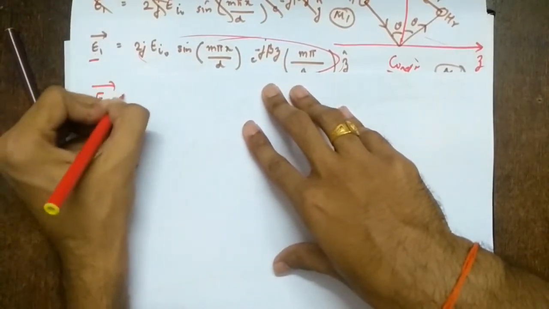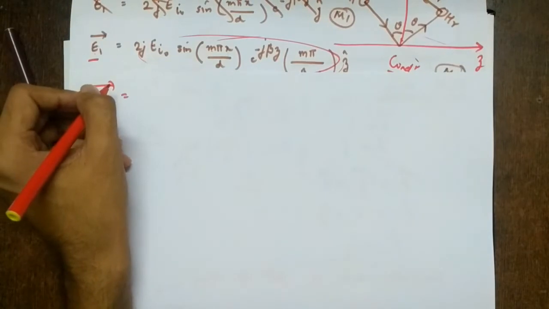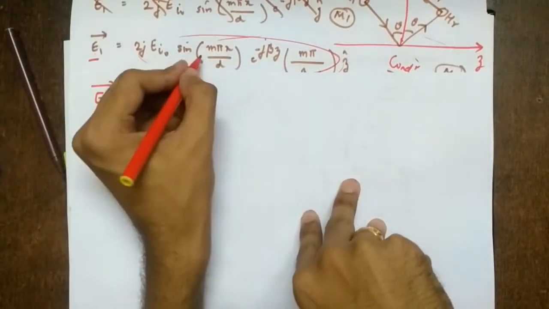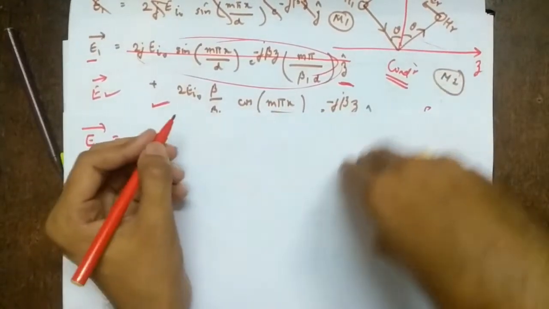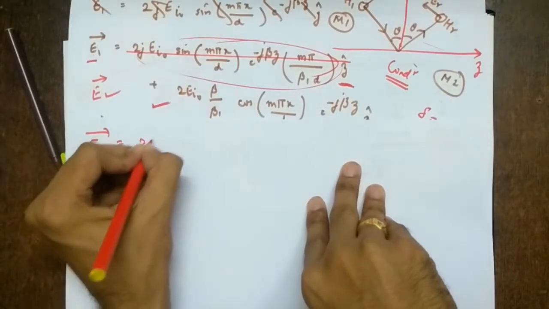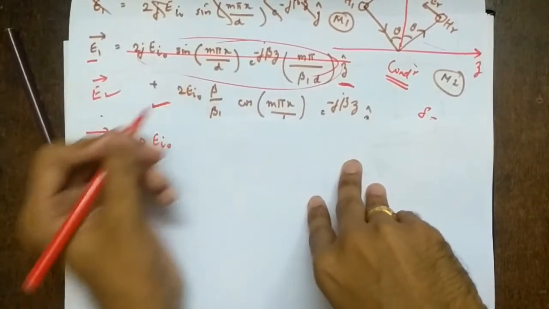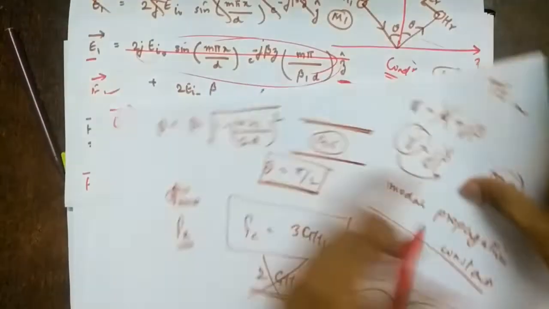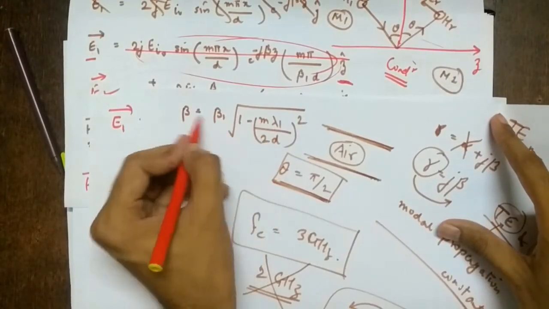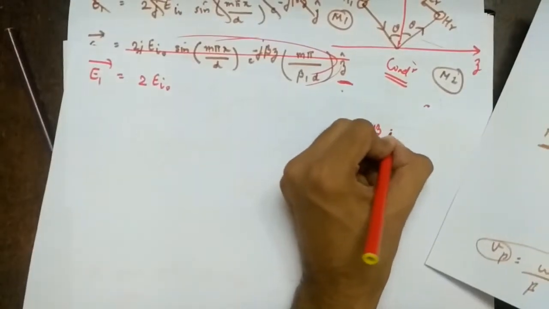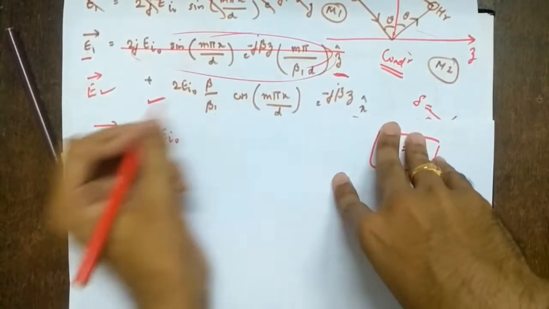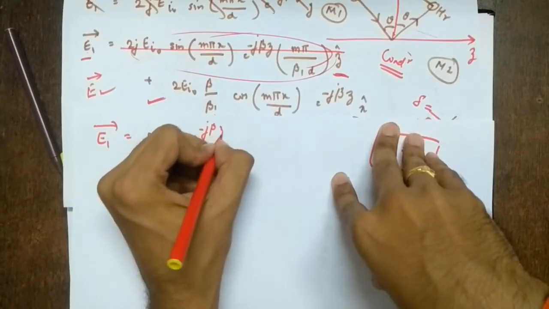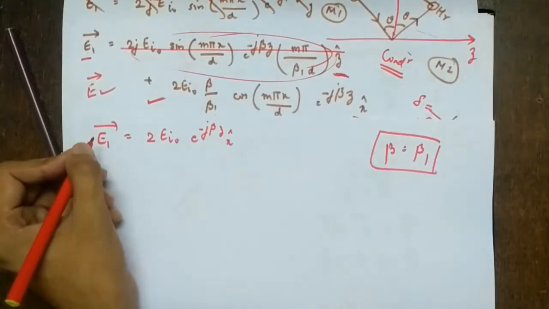So the E1 vector equal to, what will it be? This is 0, so the entire z cap term will go to 0. But you have an x cap term also, right? So it will be 2 Ei naught. Before this, what will be beta? I have written beta also. For m equal to 0, beta equal to beta 1. So this will be beta upon beta 1, which is 1, and cos 0 is 1. So 2 Ei naught e raised to minus j beta z x cap. This is the E1 vector.